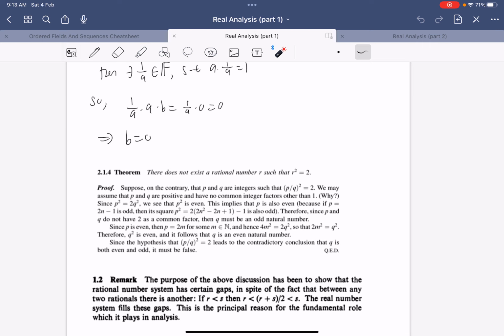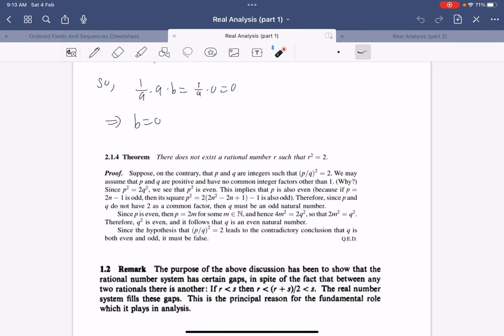So now the question is, why are there these real numbers in the first place? And how do you know that not all the real numbers are rational numbers? We need to show that there is at least a real number that is not rational, by showing that a rational number does not exist.